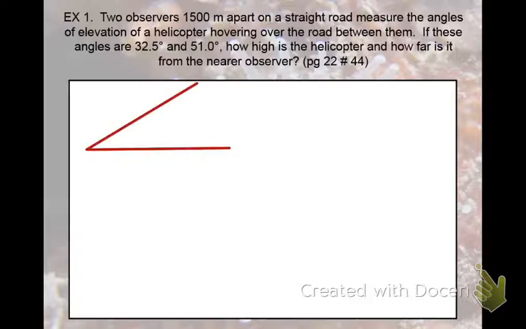The bottom horizontal one is the 1,500 meters apart they are, and this guy on the left is going to be the 32.5 degree angle, and then this guy is standing over here and he's at 51 degrees. So let's drop a perpendicular down and label the uppercase H as helicopter, and then H is the height of the helicopter, and X, because we've drawn the picture pretty descriptively, is going to be the distance to the nearest observer.